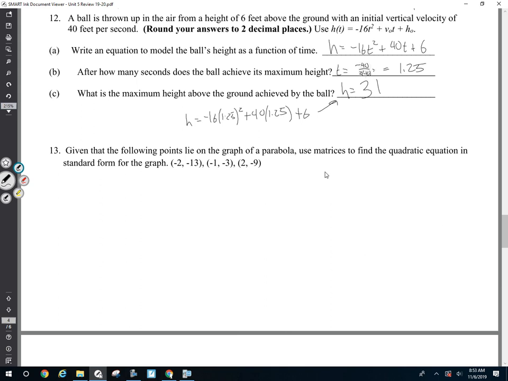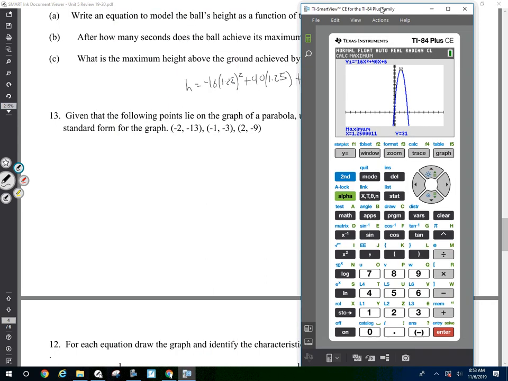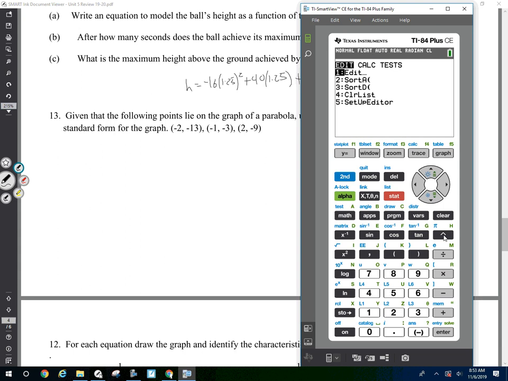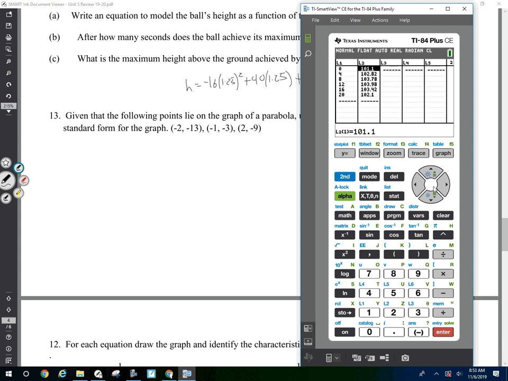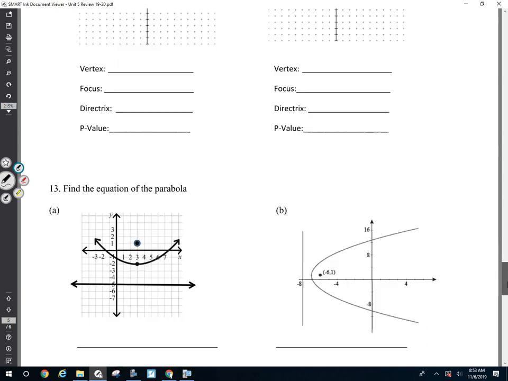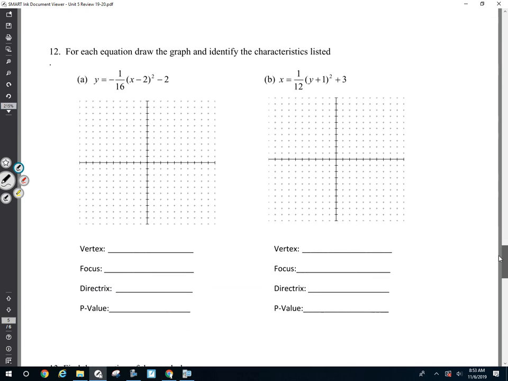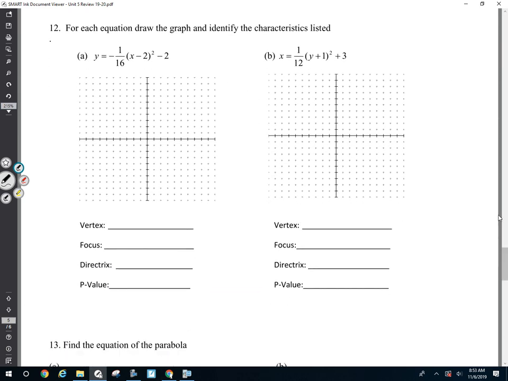Okay. For 13, I don't want us to worry about using a matrix to find this. I will tell you, if you're given 3 points and you want to find the equation, we can do what we learned about with our quadratic regression. So I'm going to come back to this problem 13 after we do problem 14. Okay, so remember 13, we'll come back to it. All right, so here we go.